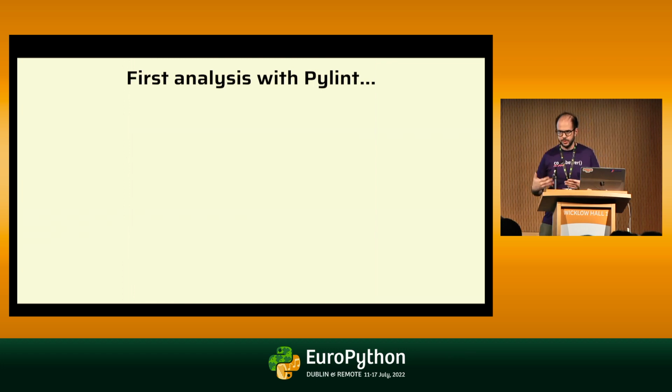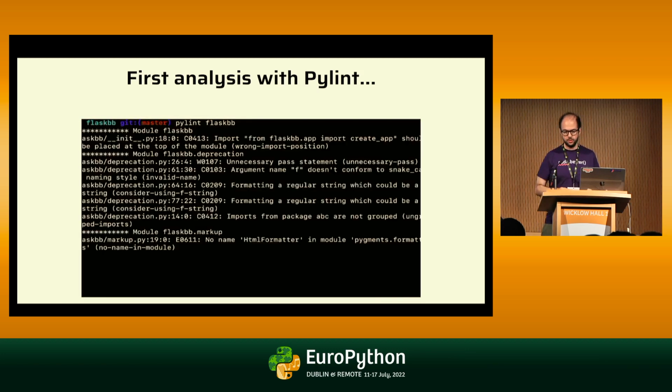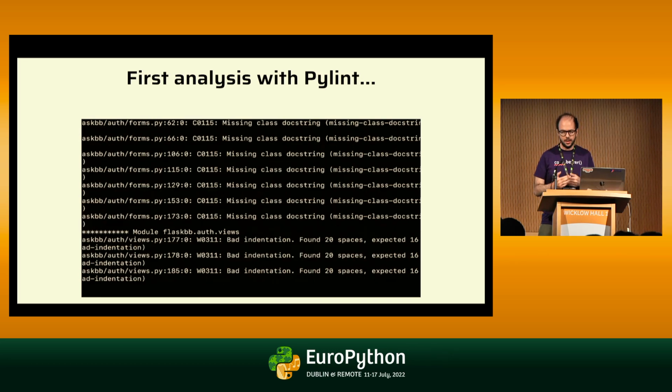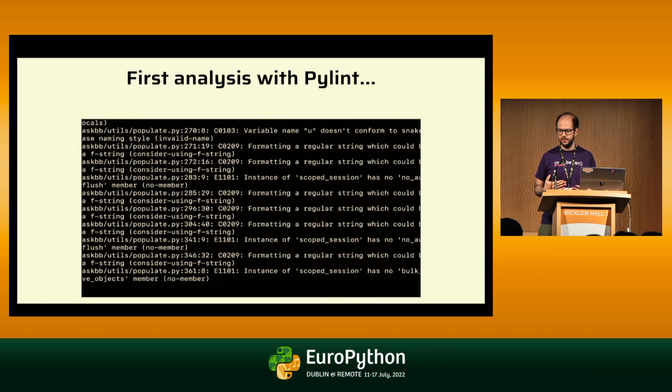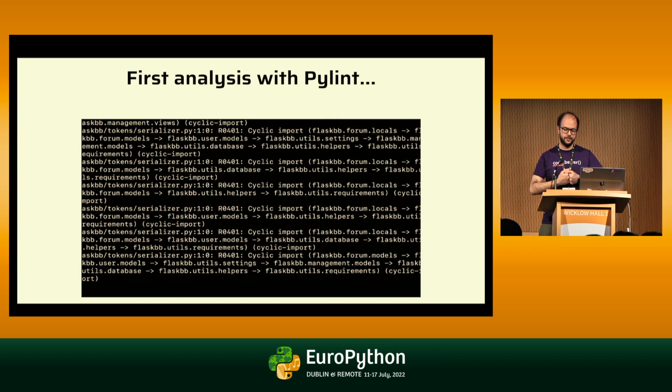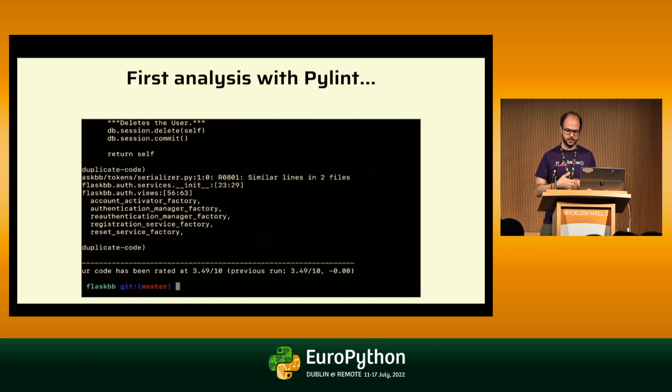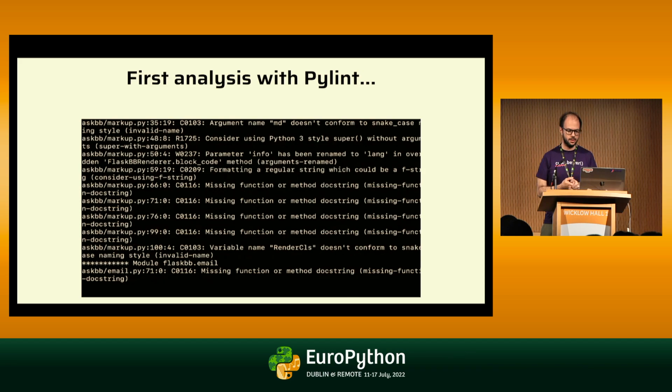And so, let's suppose that we do that. We open the first commit, the first pull request on FlaskBB. When we do the first analysis, we're going to see a lot of messages. So you see that even on well-maintained projects like FlaskBB, we can still have some reporting from static analysis.